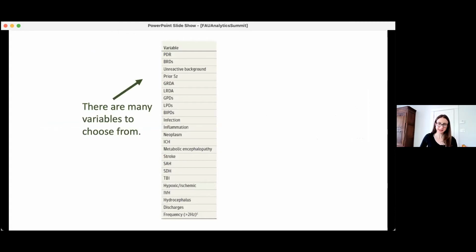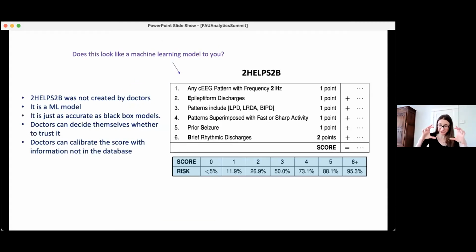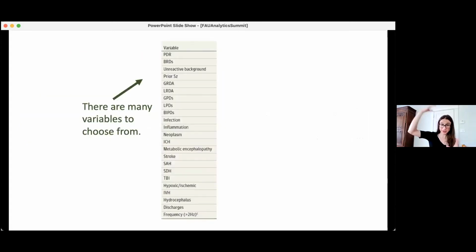Now, 2HELPS2B is only about 6 variables, but the database we built it from had over 70 variables. So the algorithm had to choose which of these variables were right for this particular problem.